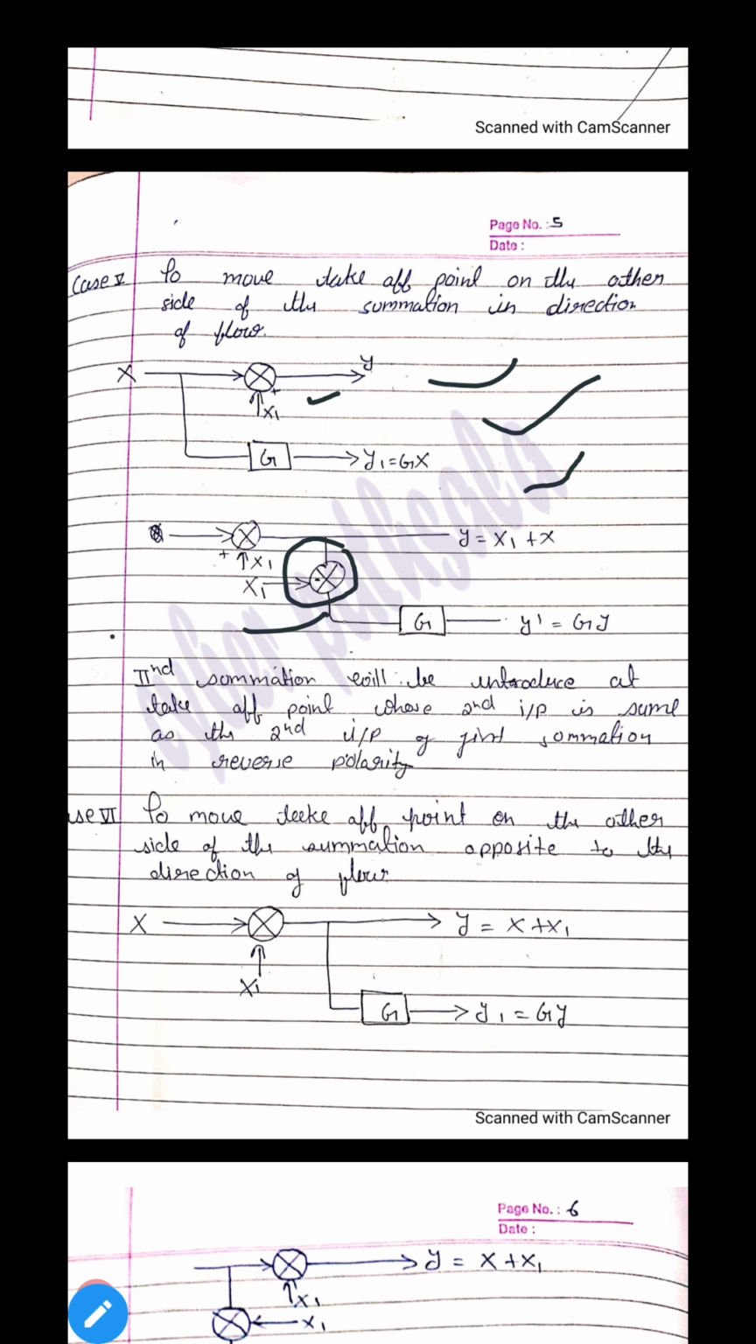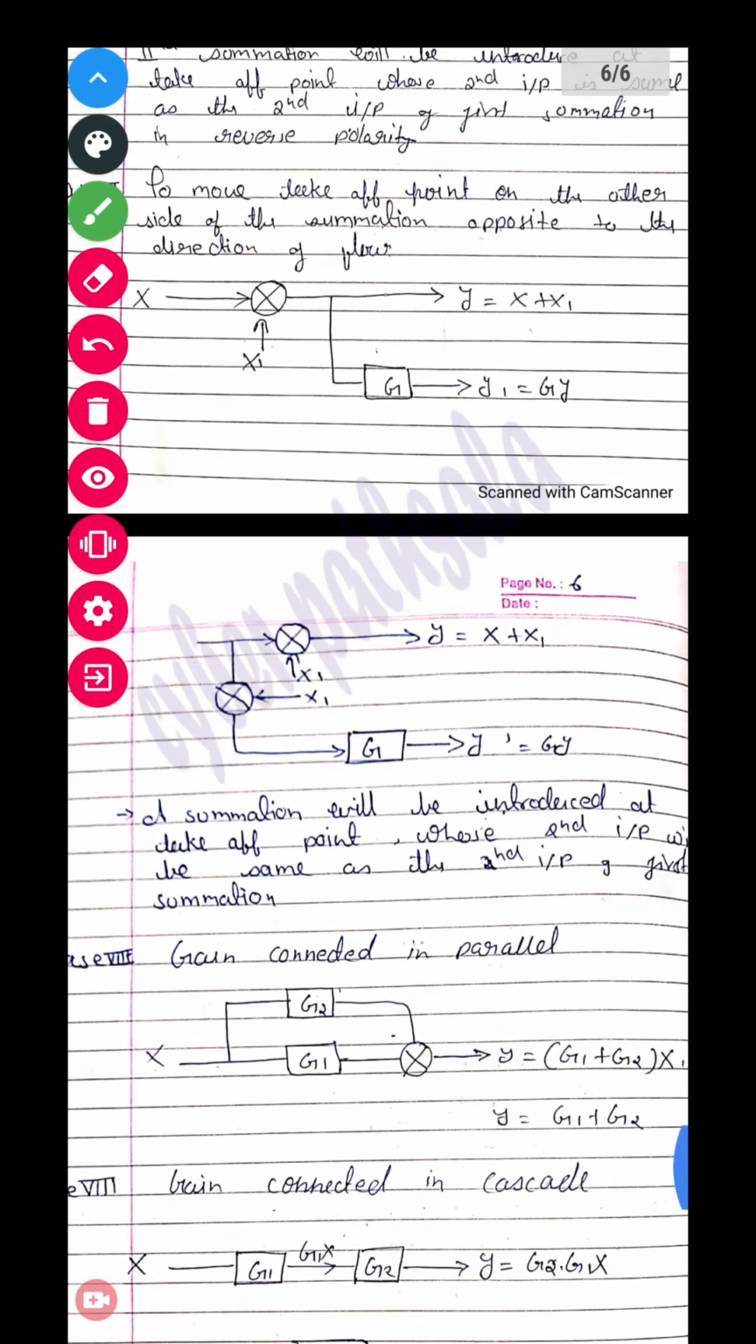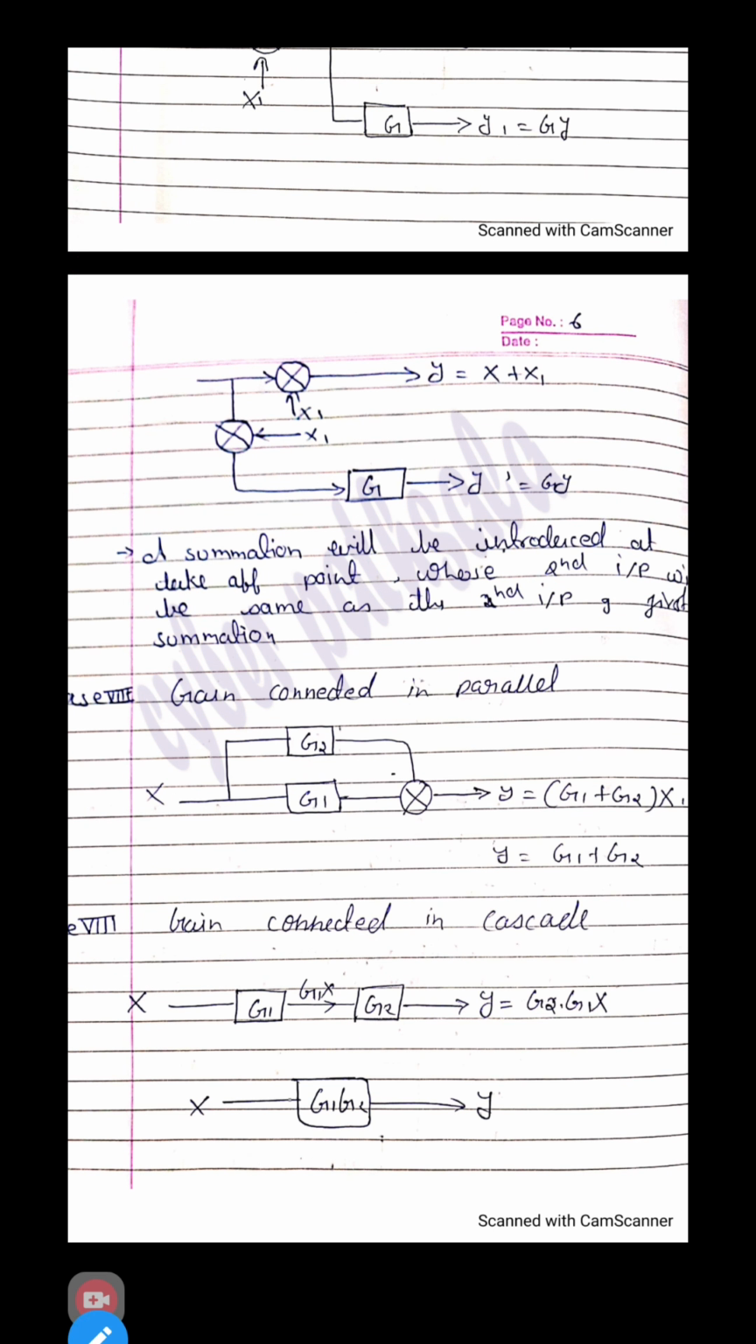Moving to the next case, if you want to move a gain in the opposite direction, before the summer, you have to divide, you have to multiply with the same polarity. Moving to the slide, here you can see that you have to multiply with the same polarity summer.